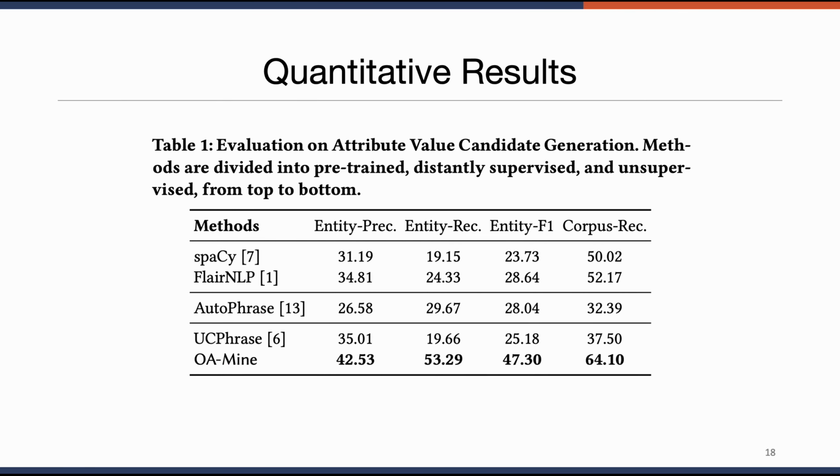We compare our method to NLP non-phrase chunking tools such as Spacy and Flair NLP, and also to phrase mining tools such as AutoPhrase and UCPhrase. You can see that we have a pretty decent performance gain across the board, and mostly this is because those NLP tools are not trained for product titles. And our method is fully unsupervised in this step and uses a pre-trained language model.